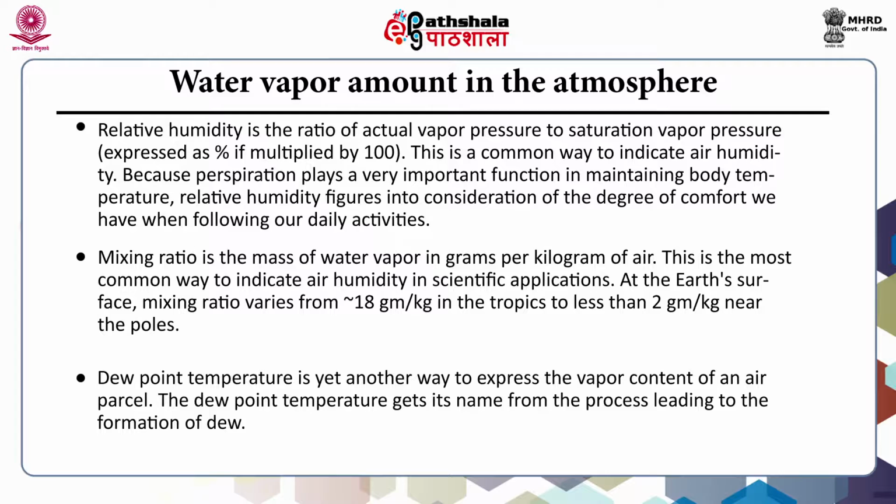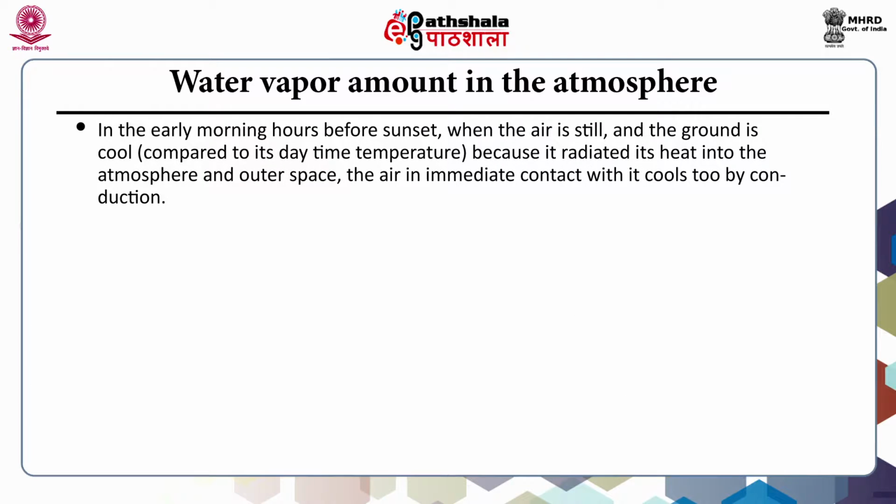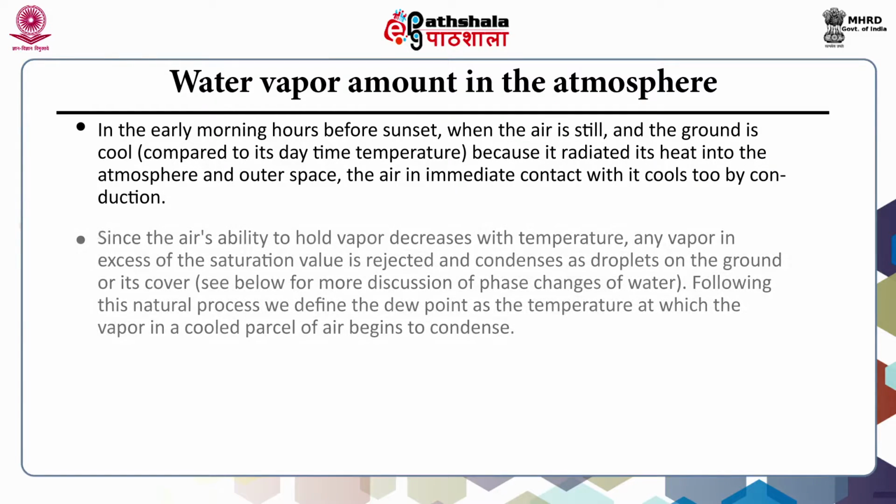And another one is by measuring the dew point temperature. It is yet another way to express the vapor content of an air parcel. The dew point temperature gets its name from the process leading to the formation of dew. In early morning hours and before sunset, when the air is still and the ground is cool compared to its daytime temperature, because it radiated its heat into the atmosphere and outer space, the air in immediate contact with the cool ground is cooled by conduction. Since the air's ability to hold vapor decreases with decreasing temperature, any vapor in excess of the saturation value is rejected and condenses as droplets on the ground or its cover.